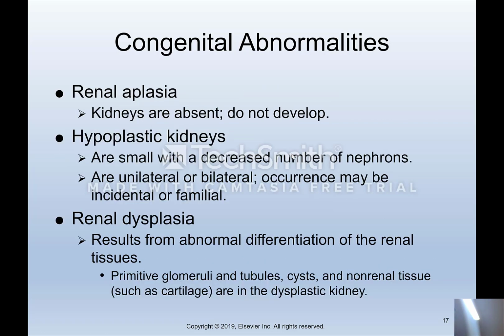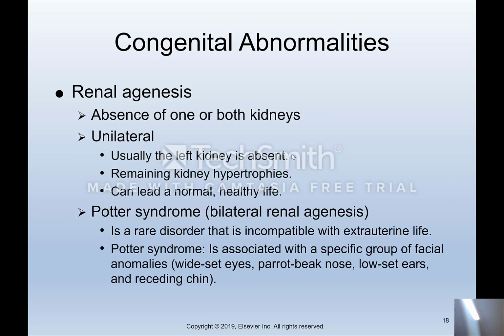Renal aplasia: the kidney is absent. A hypoplastic kidney is small, with a decreased number of nephrons, and renal dysplasia is a result of abnormal differentiation of the renal tissues. Renal agenesis is the absence of one or both kidneys. If unilateral, usually the left kidney is absent, and the remaining kidney hypertrophies and leads to a normal, healthy life.